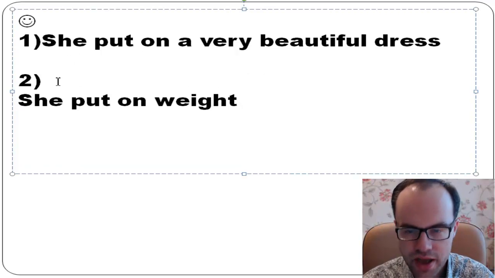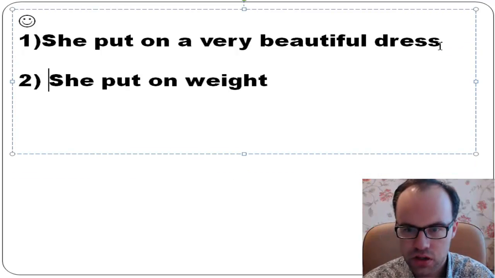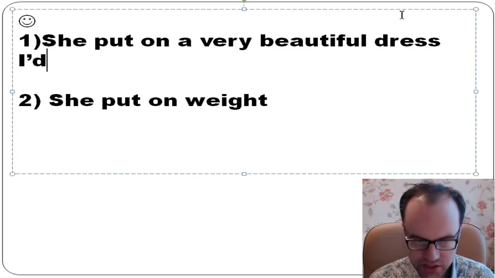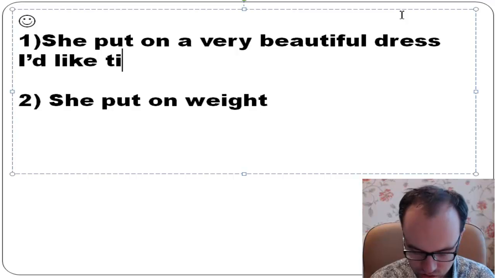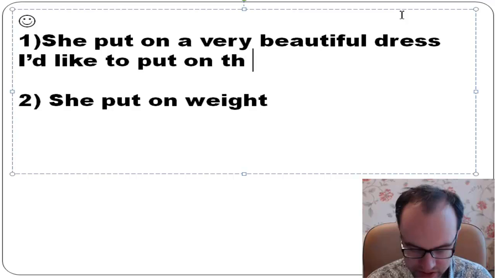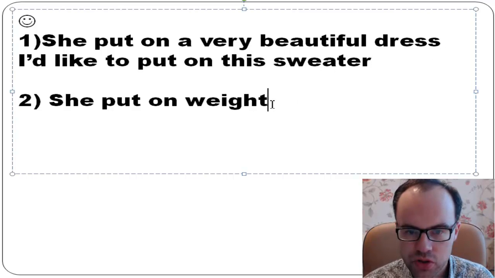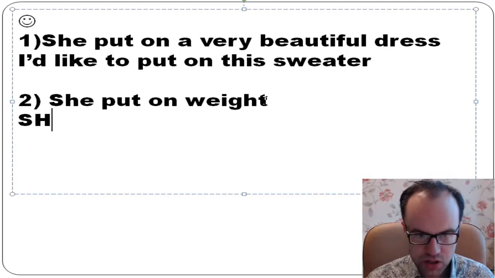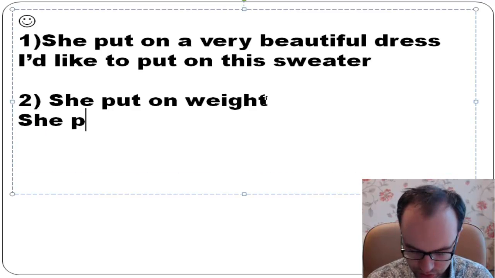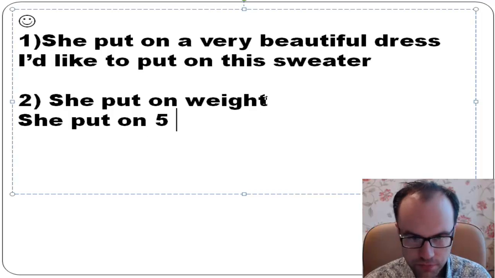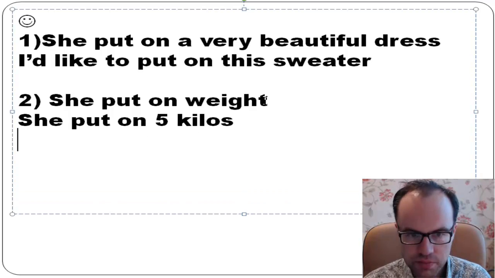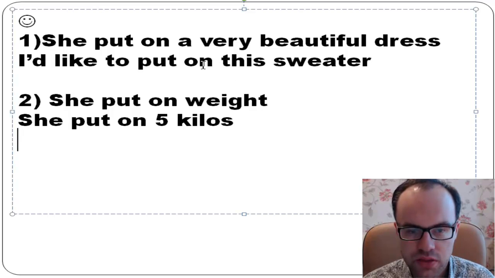Значит, дополнительные примеры. Например, я хотел бы надеть этот свитер. I'd like to put on this sweater. She put on weight. Далее. Она набрала 5 килограмм. She put on 5 kilos. Значит, понятно, да?